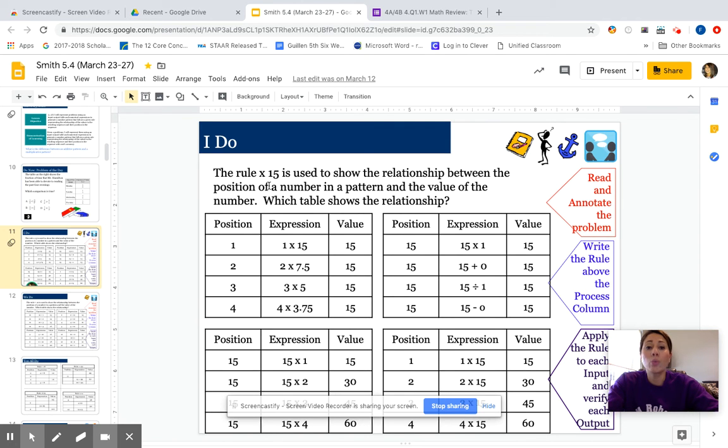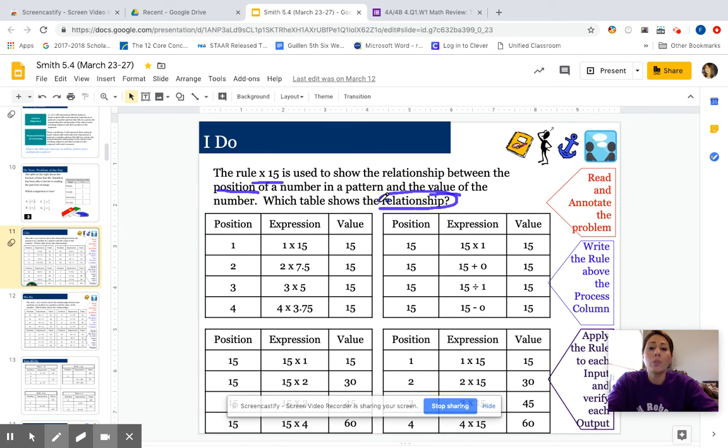So we know that the rule is times 15. So what do I know from here? I'm going to make my annotations. Okay, so I know that my rule is times 15. It's used to show the relationship between the position of a number in a pattern and the value of the number. Which table shows a relationship?